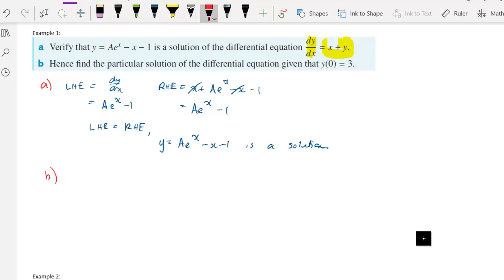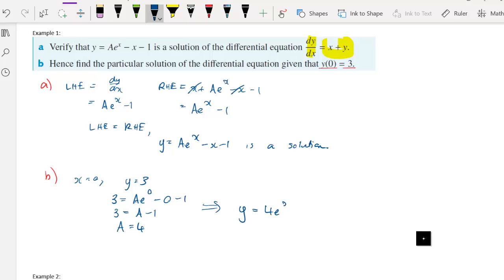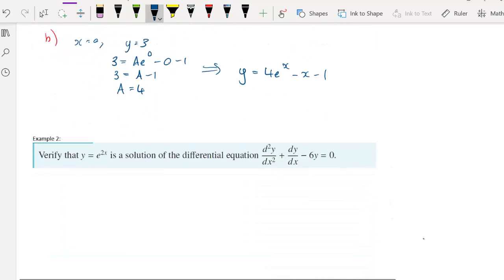Now, hence find the particular solution of the differential given that y(0) is equal to 3. So what we're saying is that when x is equal to 0, y is equal to 3, and we want to find the particular or the specific solution. So we know that 3 is equal to ae to the power of 0, minus 0, minus 1. So we've got 3 is equal to a minus 1, and therefore a is equal to 4. And so that gives us the particular solution: y is equal to 4e to the power of x minus x minus 1. Okay, nice and straightforward.